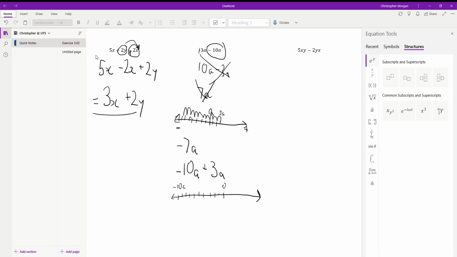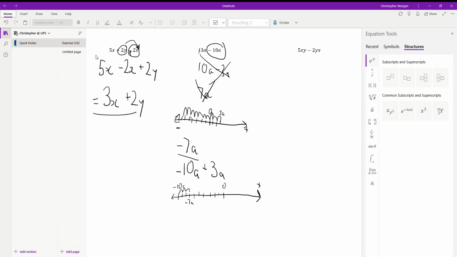All right. We start at negative 10a and we move forward 3. We move towards the positive direction 3. We go 1, 2, 3. Oh, look at that. This is negative 7a again. All right, so you can see that it doesn't matter which way we arrange it. We still end up with negative 7a as our answer.